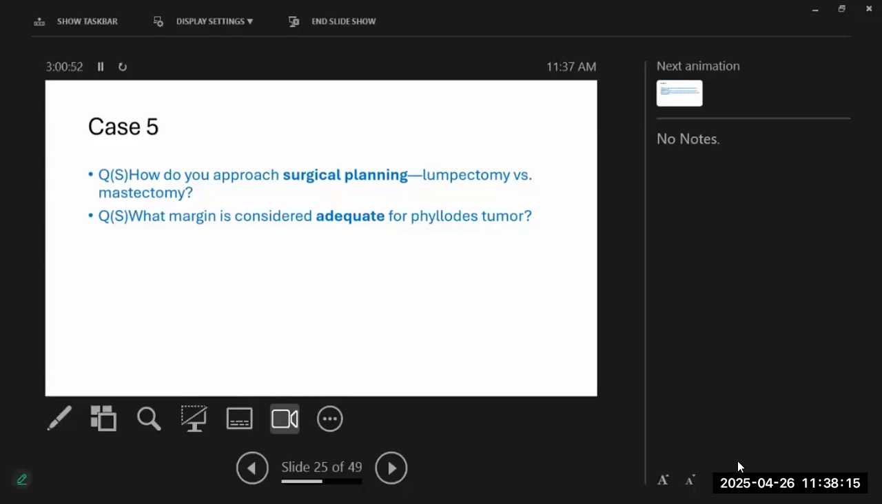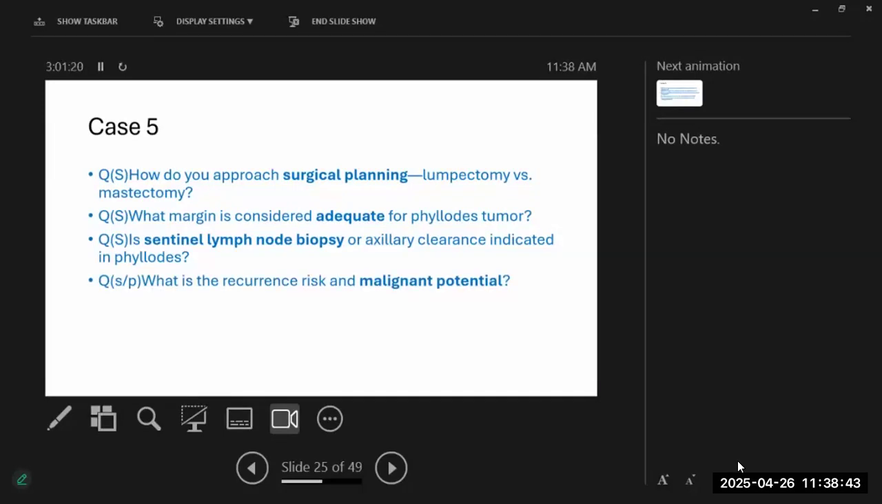What would be the margins for phyllodes? If it is malignant, it's about 1 centimeter. Benign, just like a fibroadenoma, can be excised. The recurrence rates are: benign less than 5%, intermediate about 8 to 10%, but malignant more than 25%. So sentinel node biopsy and axillary clearance are not indicated. We have mentioned that, and the recurrence risk he has also mentioned.